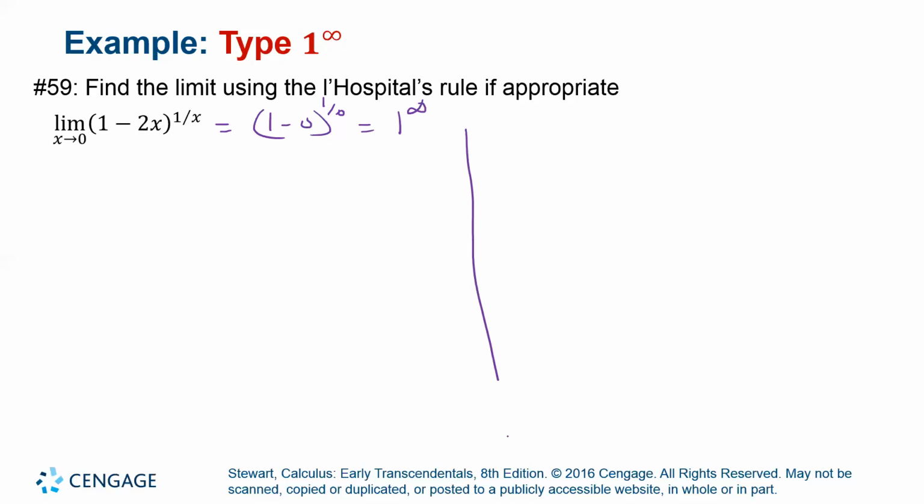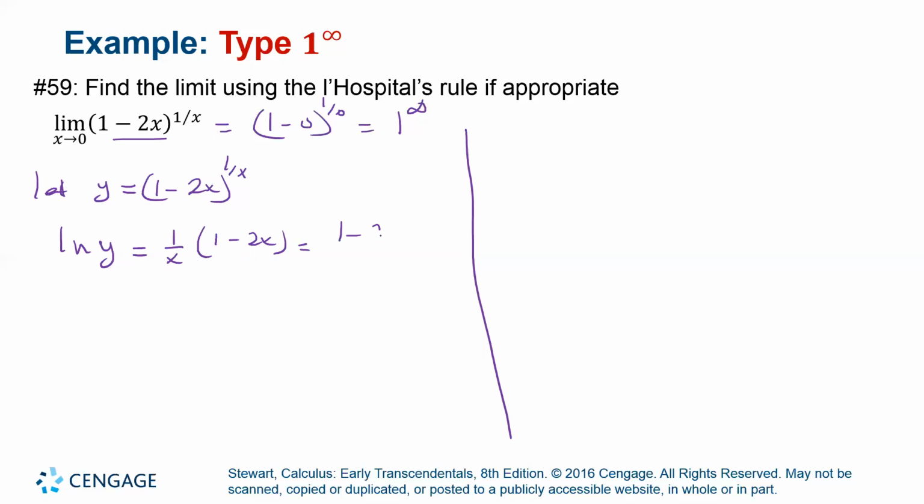All right, we do the same thing. Let y equal to this expression, 1 minus 2x raised to 1 over x. Then take the natural log, which will be 1 over x times the natural log of 1 minus 2x, which is the same as the natural log of 1 minus 2x over x. Okay, that's the same thing.